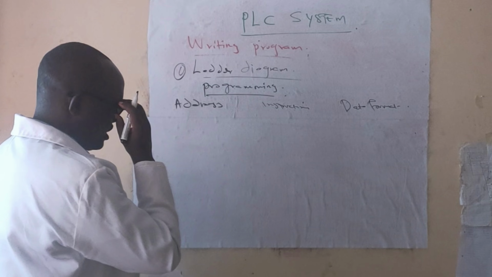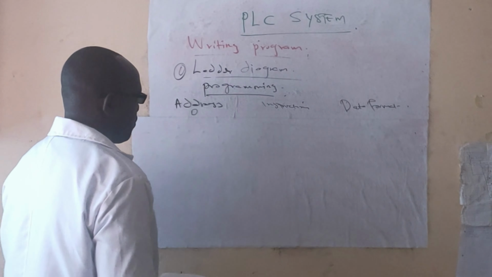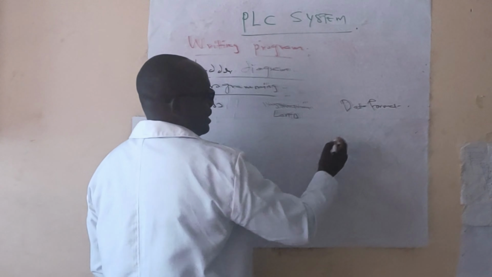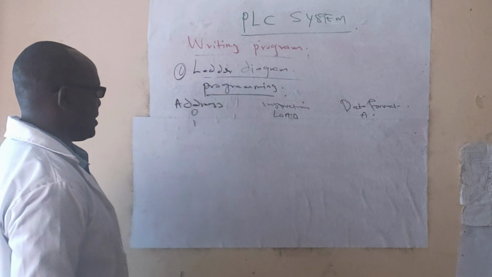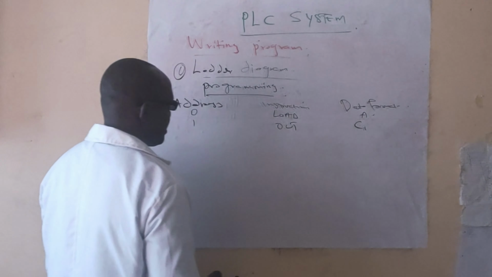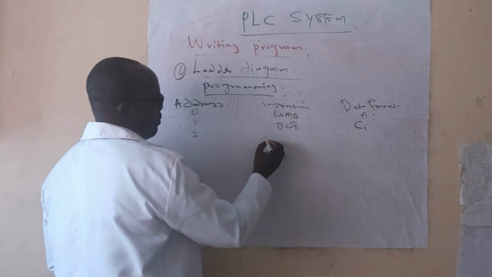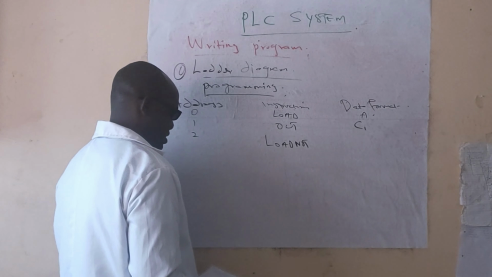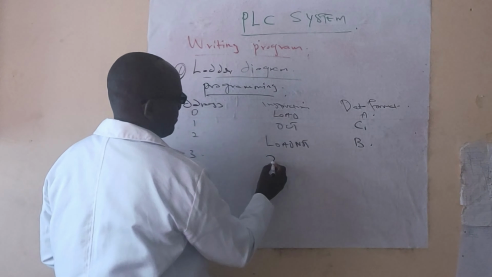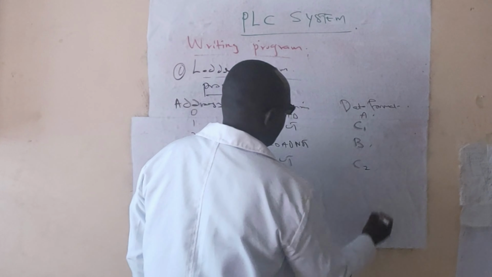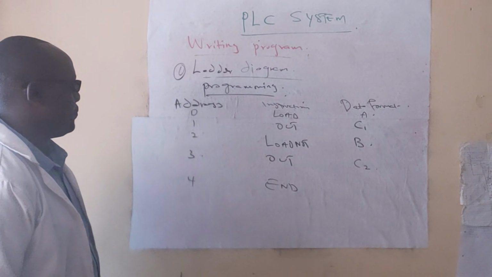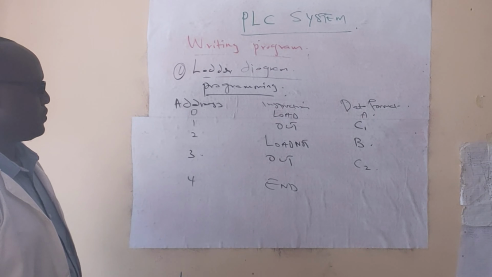In the address we can have, let's say, the initial address 0, which could be you are supposed to load, and the data could be you are loading A. Then address 1 could be out, and the data format is C1. Address 2 could be load not, and the data format is D. Address 3 is out, and this one you out C2. Address 4, you end the program.